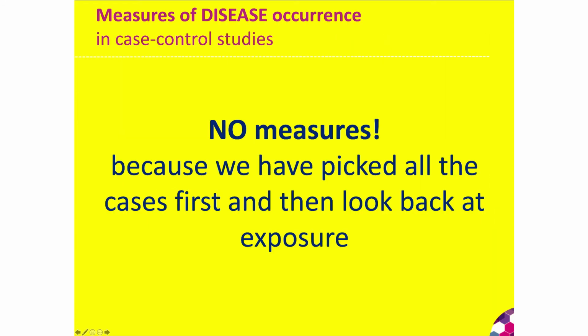Now, we can't measure disease occurrence. There are no measures. We don't have incidence or prevalence. We can't measure those things like we can measure incidence in cohort studies, and we can also measure prevalence over time, because we've picked all the cases. We've picked people with the health outcomes. So we've picked these, so we can't measure how diseases occur.